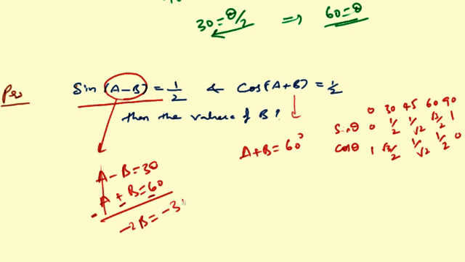So it will become minus 30, minus minus will cancel. So B will be 30 by 2. That is nothing but 15 degrees. This is how you will be getting the answer. It's very simple, friends. Then here you can find it is nothing but 45 degrees.